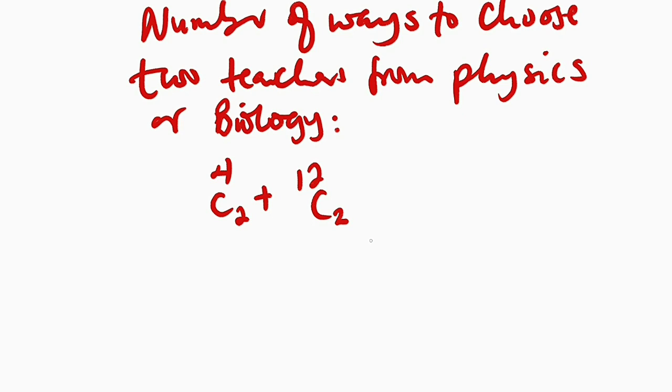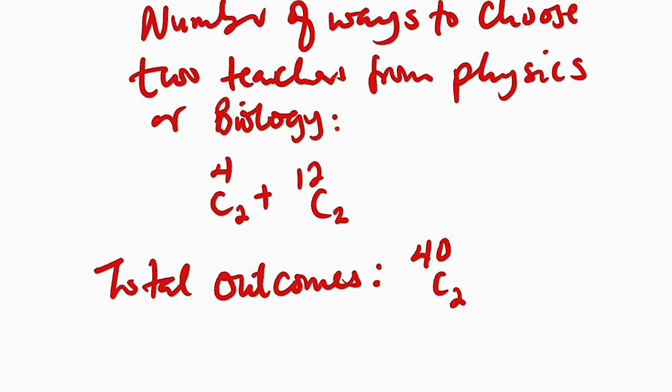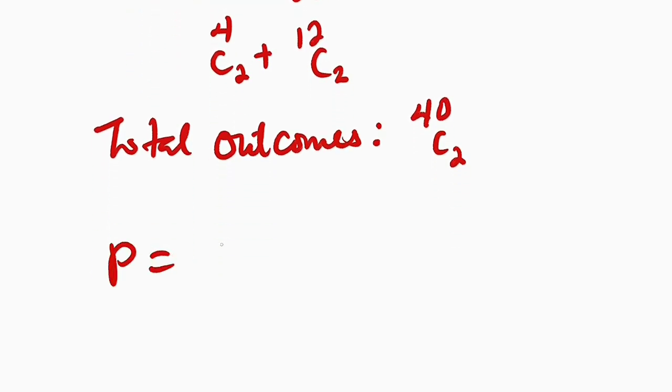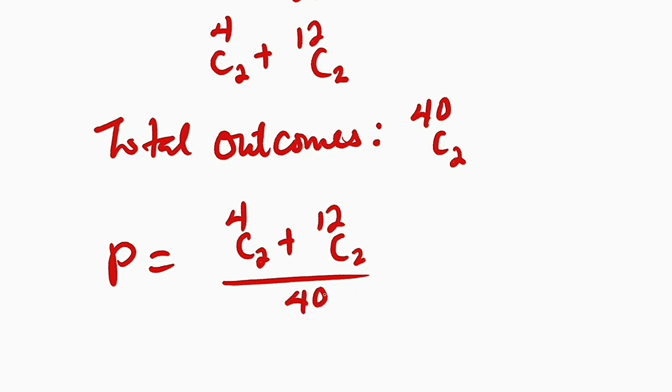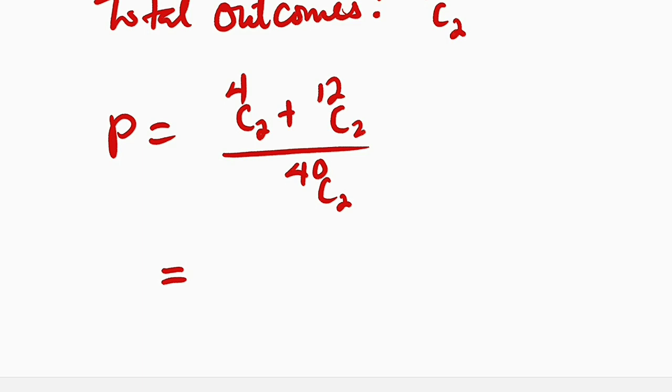All right. And the total outcome would be what? You know we have 40 teachers, so it would be 40 combination 2. So to find this probability P, it will be equal to 4 combination 2 plus 12 combination 2 divided by 40 combination 2. So let me use my calculator. What is 4 combination 2? 4 combination 2 is equal to 6 plus 12 combination 2 from my calculator is 66 divided by 40 combination 2 is 780.